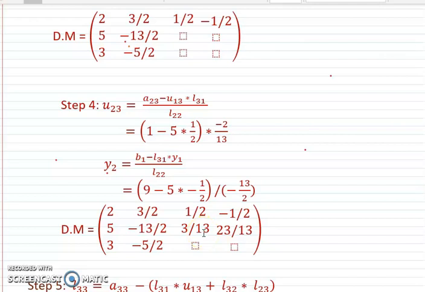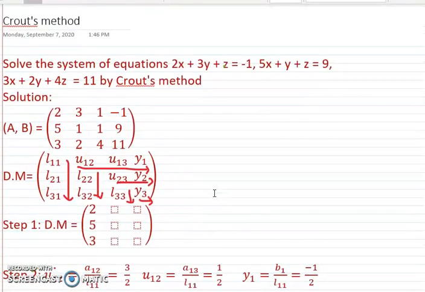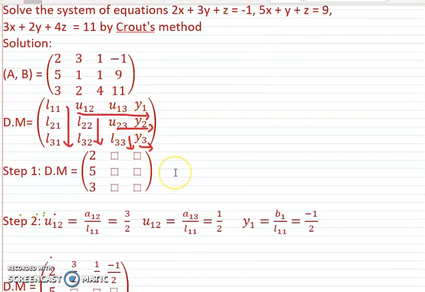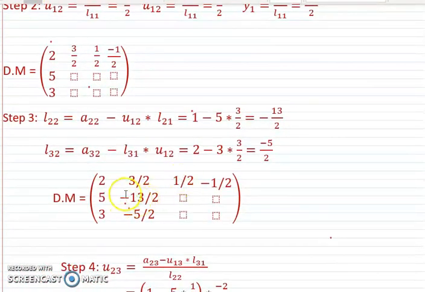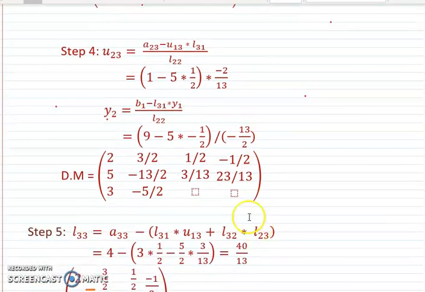Next, we calculate Y2. Y2 is obtained in the same manner, in which first we form the product of the first row element 5 and first column element minus 1 by 2, this will be subtracted from the corresponding element 9 and then divided by the extra element minus 13 by 2. So we have 9 minus 5 into minus 1 by 2, divided by minus 13 by 2. This will give you 23 by 13.